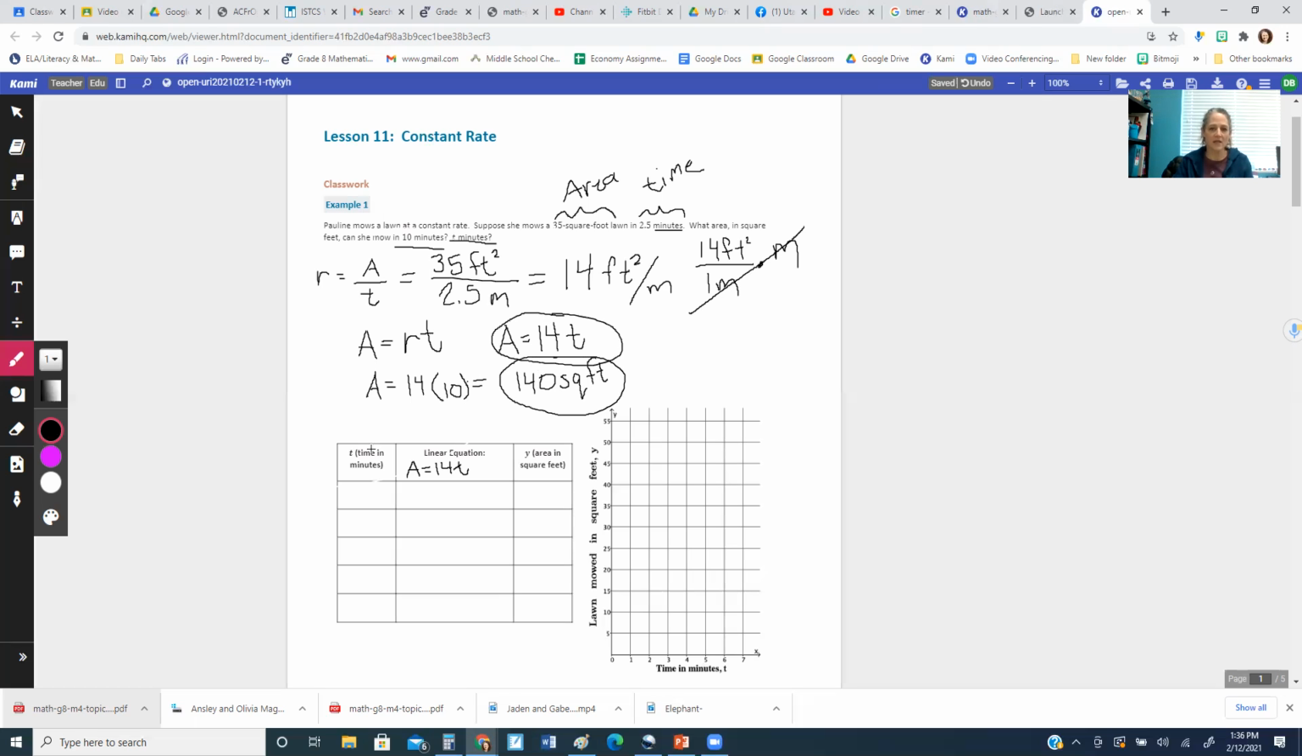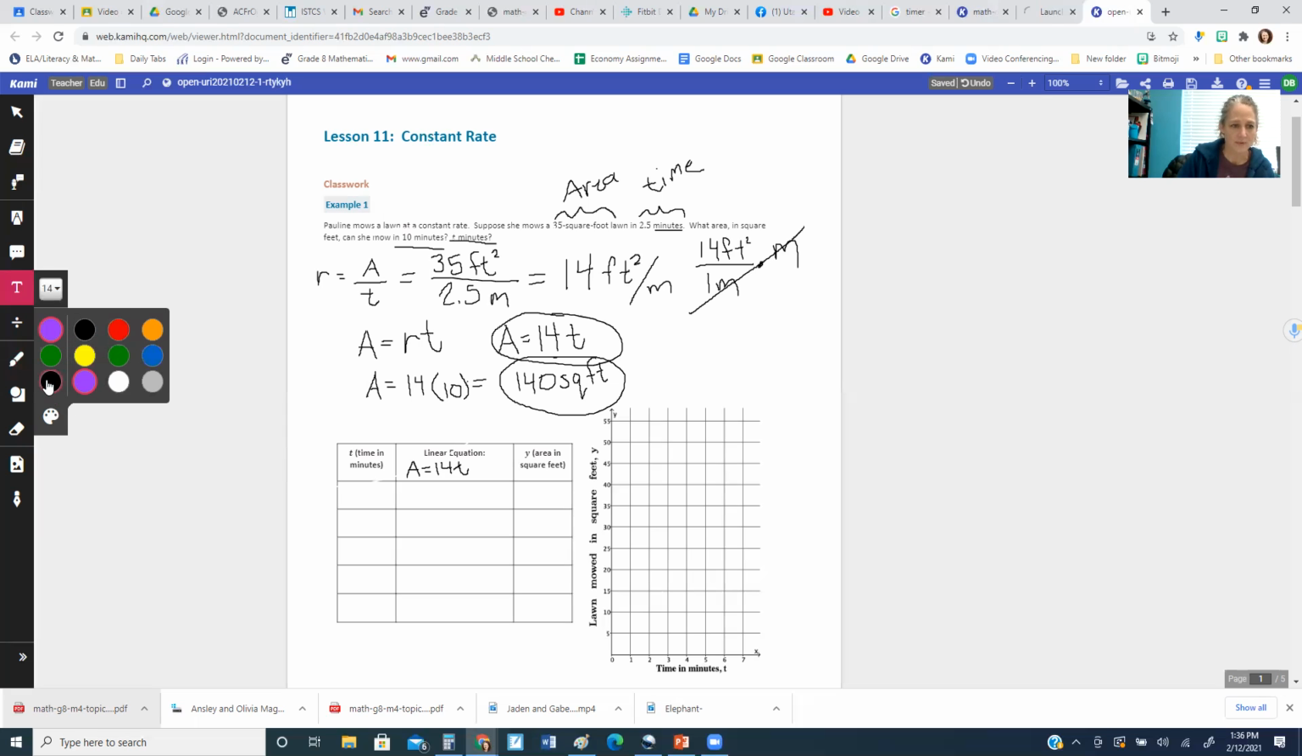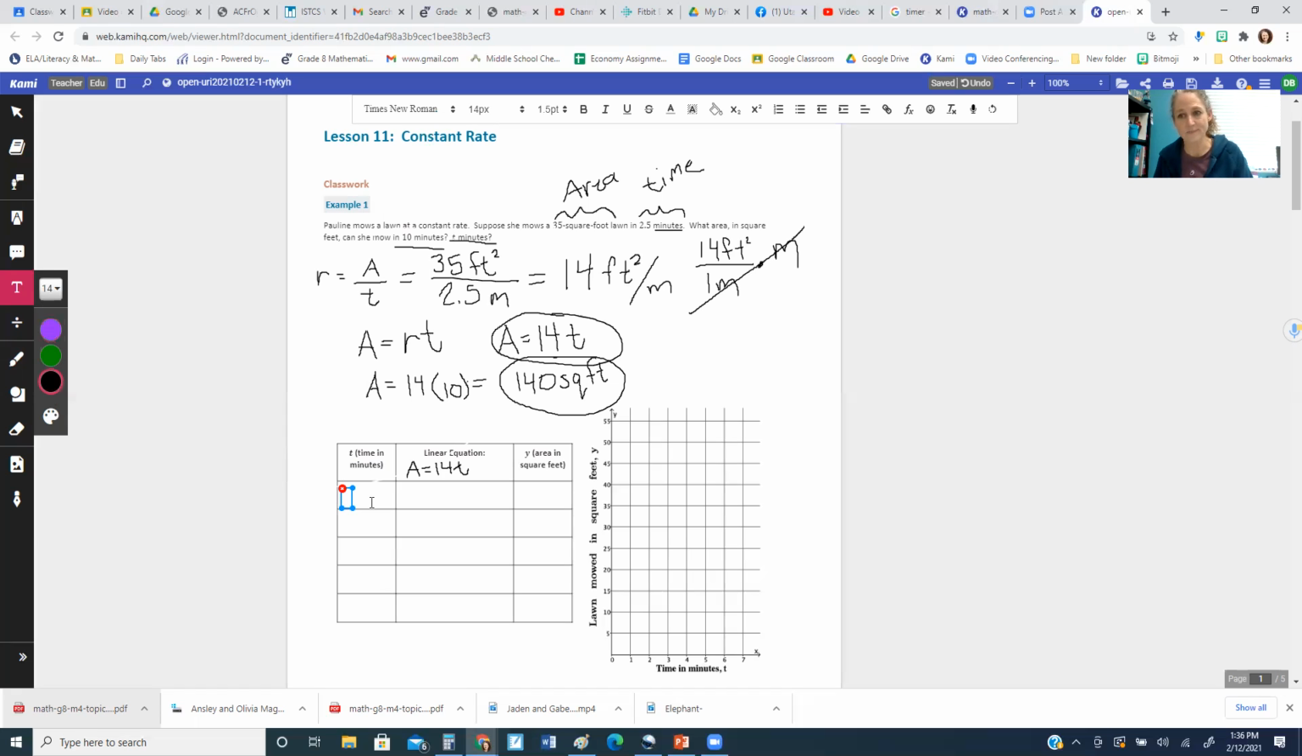But now I need to fill in this chart. And it says time in minutes. And what we're going to do is just type in some random times. If we were in class together, I'd have you give me random times, but we're not. So after 0 minutes, how much has she mowed? I'm going to look at this graph because we're going to graph this. It only goes up to 7, so I'm not going to go any higher than 7. After 2 minutes, how much has she mowed? After 3 minutes, how much has she mowed?